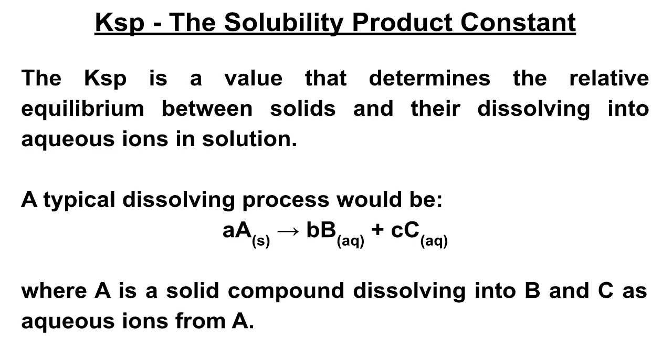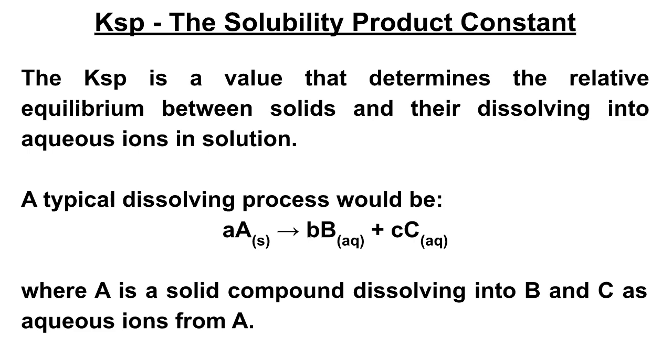You need to understand just general K, which is the equilibrium constant, all right? Because these are all subsets. They're different types of equilibrium constants when you see these modifiers on them. All right, so the Ksp is a value that determines the relative equilibrium between solids and their dissolving into an aqueous ion in solution. So essentially what we're looking at is you put your solid solute in and you wait for that to dissolve, right? And when it dissolves, it goes into these aqueous ion forms, or if it's in some other solvent, it's not technically aqueous, but it's ionizing in the solvent.